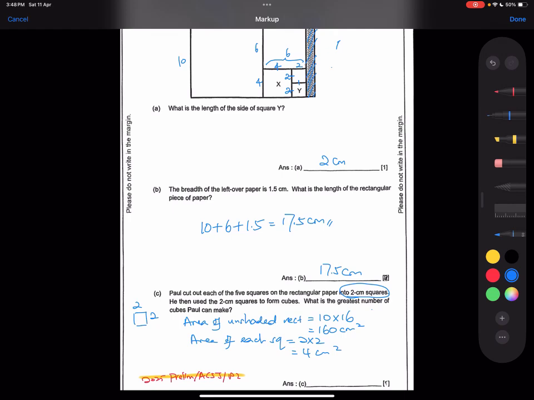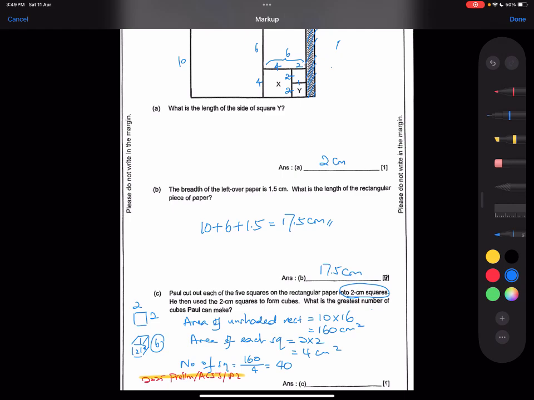Okay, so the number of squares that we can cut out of it is 160 divided by 4. That gives us 40 squares. Now, what is the greatest number of cubes Paul can make? How many sides are there in each cube? Each cube has 1, 2, 3, and the sides at the back that we cannot see. So each cube has 6 sides. Right? So we need 6 square pieces of paper for each cube.